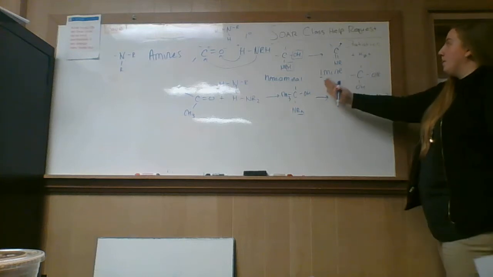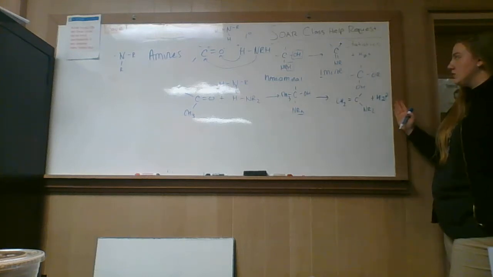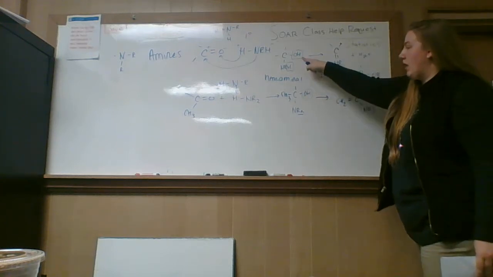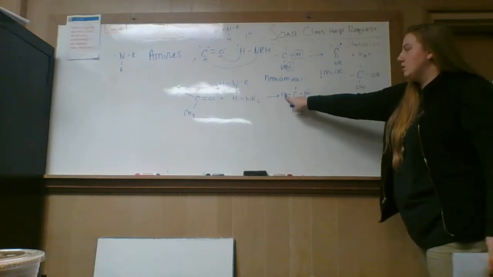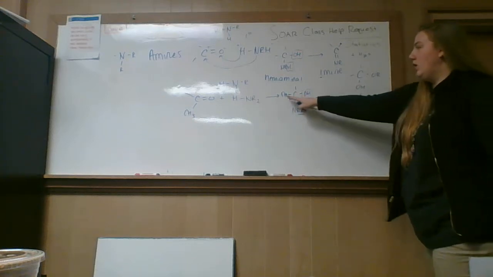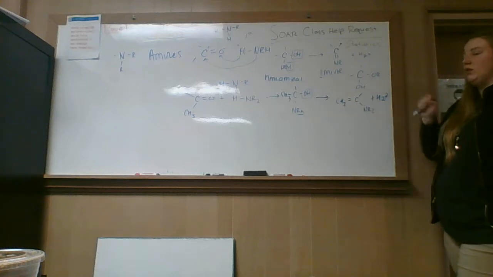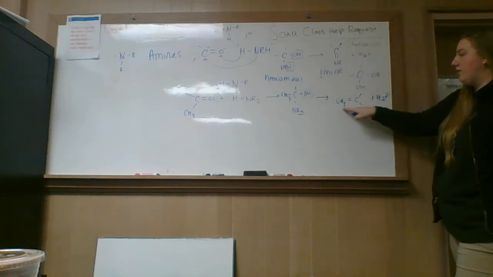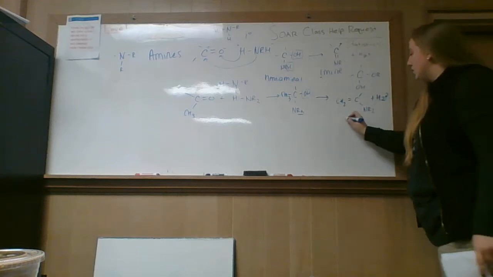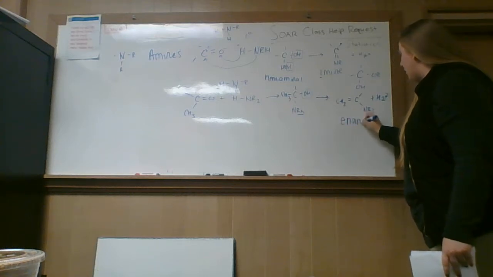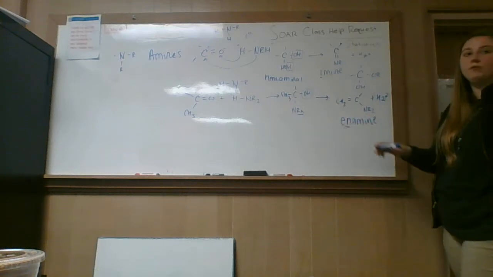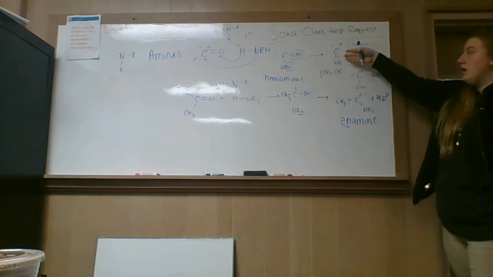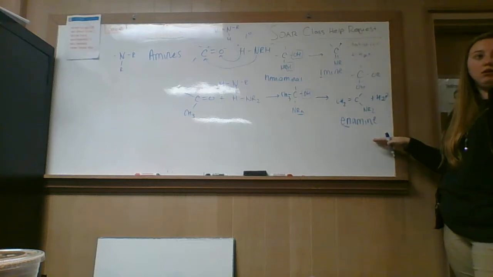So the process really hasn't changed. We're still removing water, but we're pulling that H from somewhere else because there's not an H here. So we're pulling an H from this methyl group, which is going to force the double bond between those two carbons. So instead of the double bond being between the carbon and the nitrogen, we have an alkene group. This is referred to as an enamine. Ene referring to the alkene group, amine referring to the nitrogen. So we have imine, enamine.